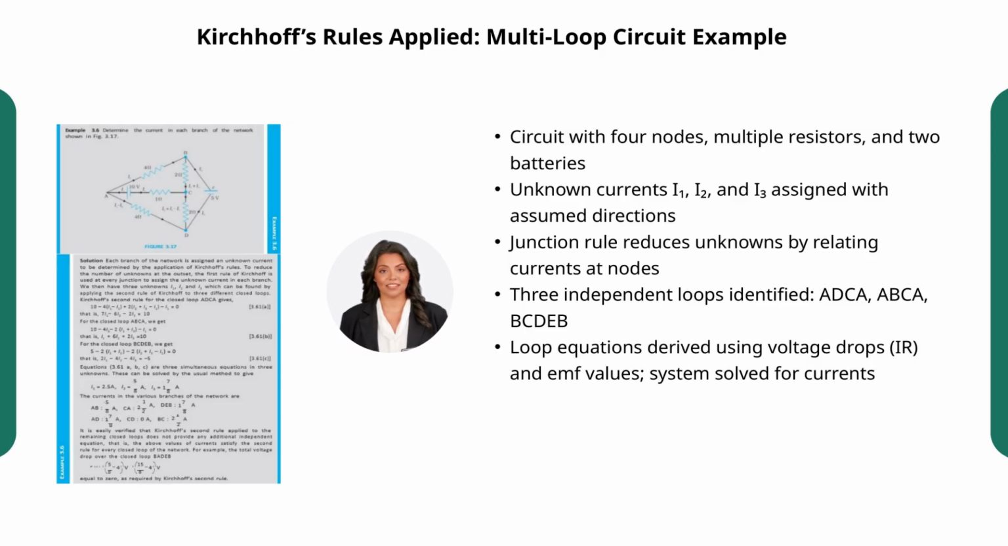Together, these 3 simultaneous equations in 3 unknowns can be solved algebraically or with matrices to find the currents I1, I2, and I3. This example exemplifies how systematic use of the rules turns a complex mesh into manageable math. Checking the solution with the junction and loop rules confirms consistency. Next, we'll discuss common mistakes students make when applying these rules and how to avoid them.